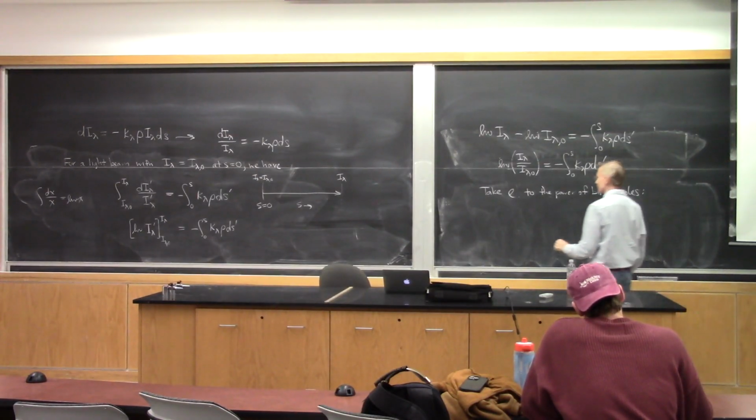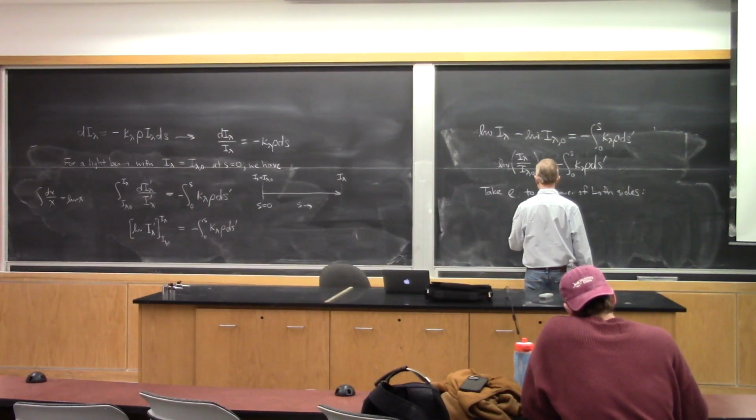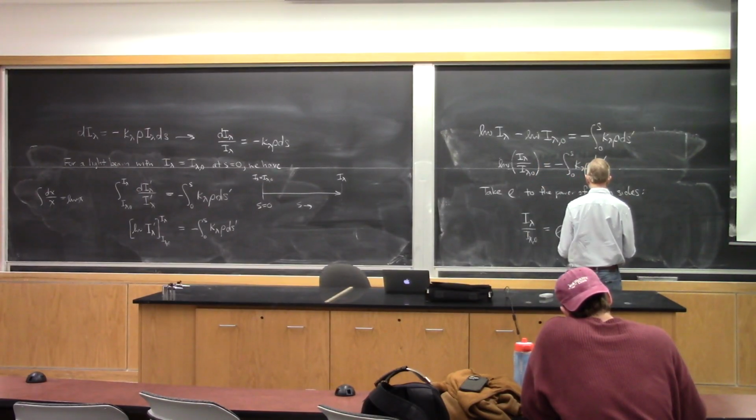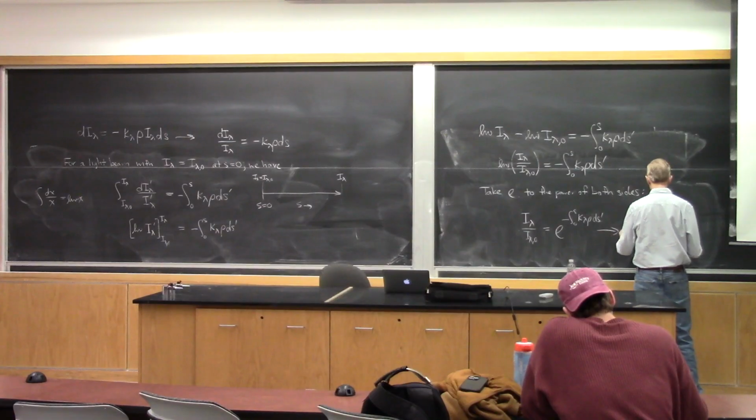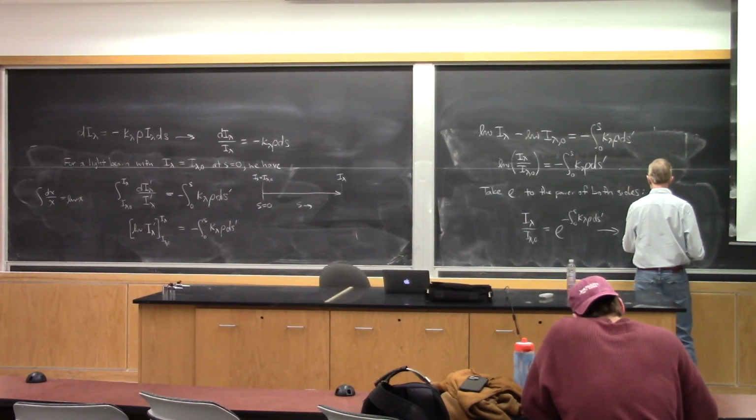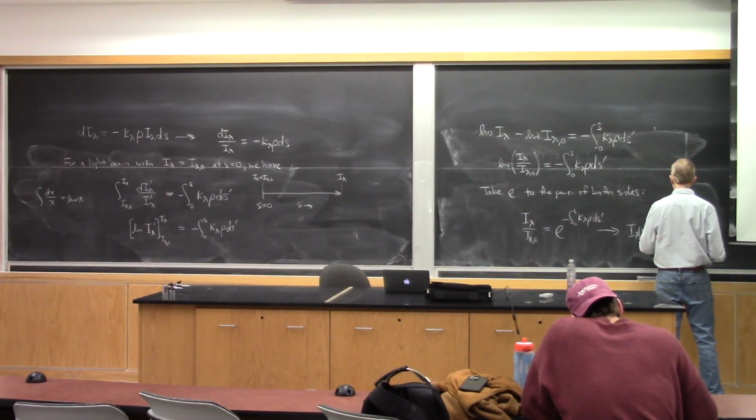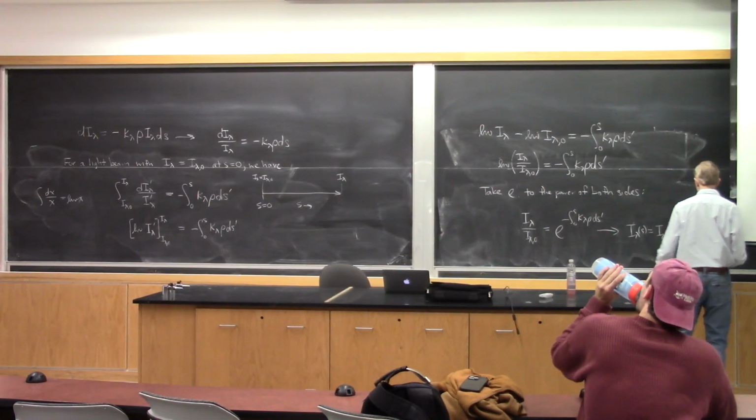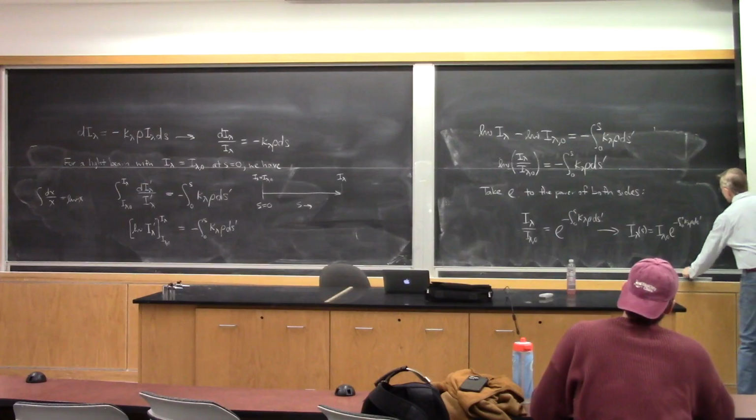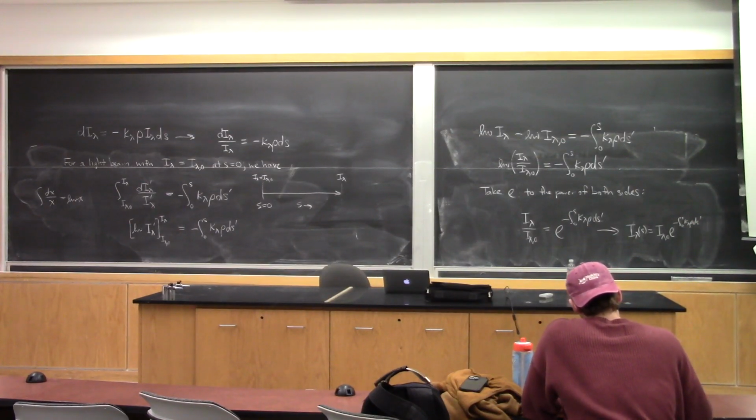All right. So therefore, we're going to get that I lambda over I lambda naught is equal to e to the power of minus the integral from 0 to s of kappa lambda rho ds prime. Or, in other words, what we can say is that I lambda as a function of s is I lambda naught times e to the minus that integral, 0 to s of kappa lambda rho ds prime. Voila.